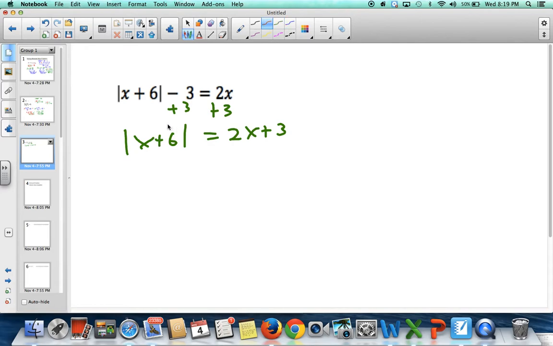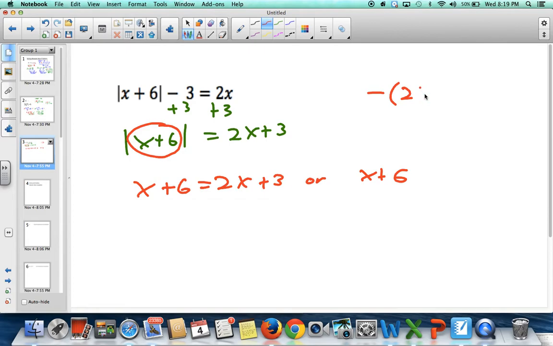So now this thing inside of here could be exactly the same thing as 2x plus 3. So I have x plus 6 equals 2x plus 3. Or x plus 6 could be the opposite of 2x plus 3. The opposite of 2x plus 3 would be negative 2x minus 3. And now I solve each of these problems.